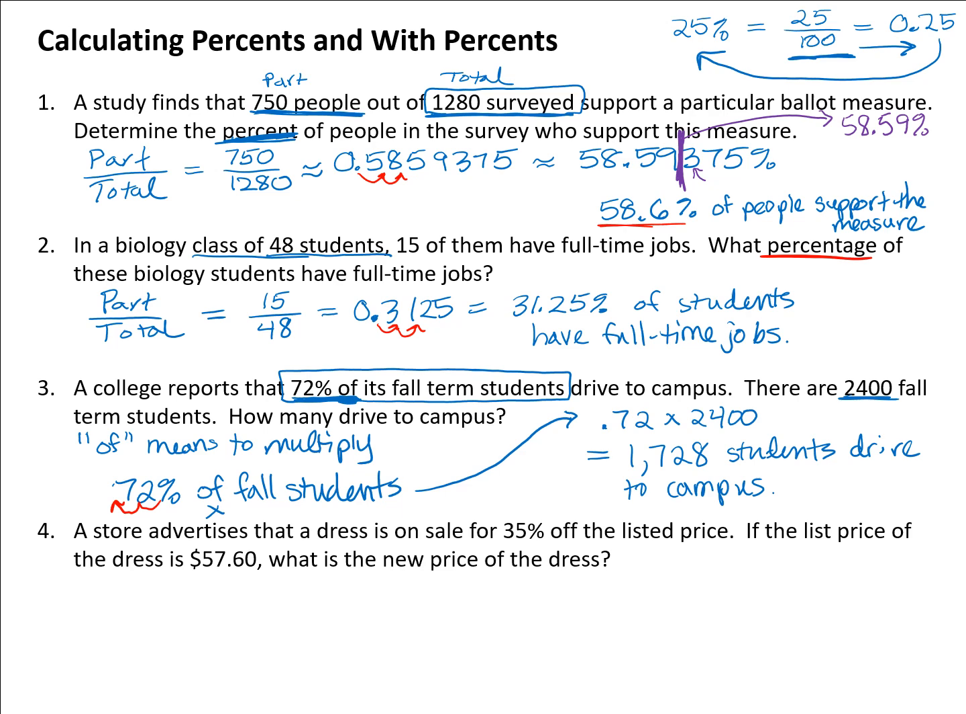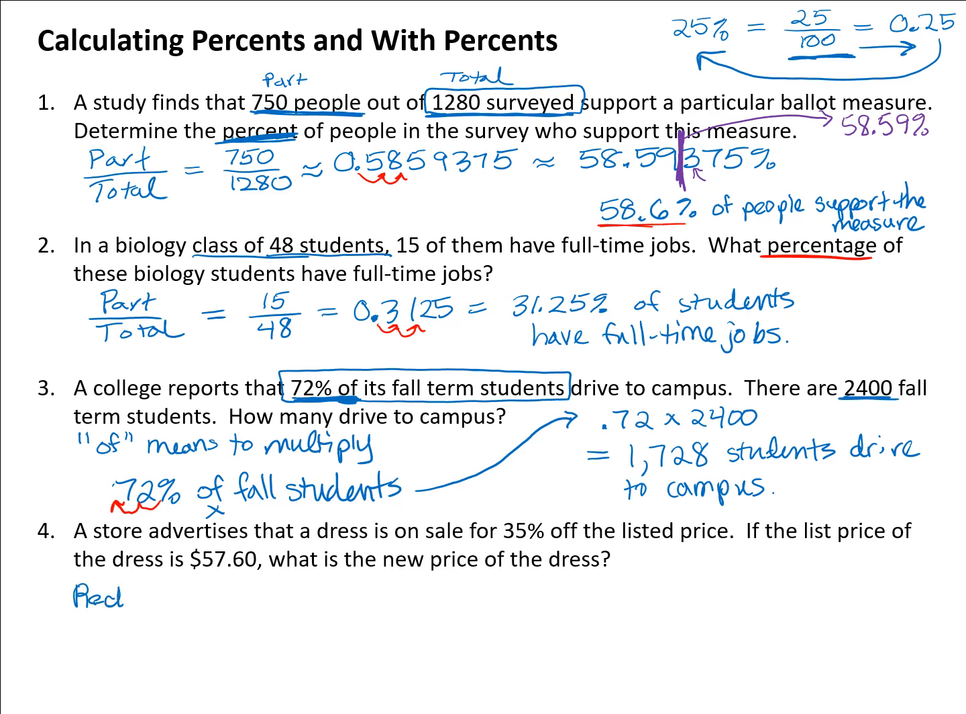Problem number 4, a store advertises that a dress is on sale for 35% off the listed price. If the list price of the dress is $57.60, what is the new price of the dress? Well, first off, 35% off means that we are going to reduce the price of the dress, right? Off means reduce. So we need to figure out how much that is. So there's kind of two steps here. We need to figure out how much we're reducing the price by and then work at figuring out the new price. So let's start with working out what the reduction is.